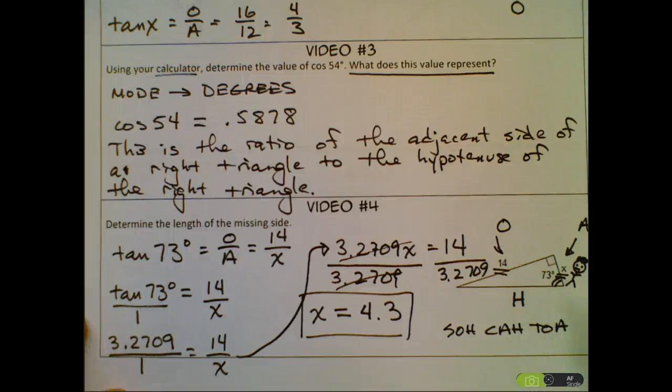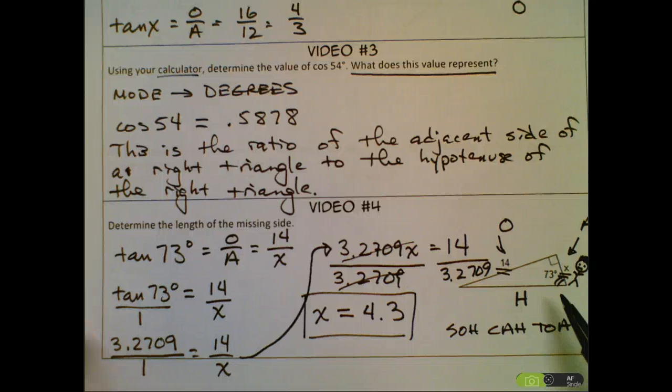Now we could use trig ratios again to find the hypotenuse as well, as long as we have one side of the triangle and one of the acute angles of the triangle, we can find any of the missing parts. So that's a little preview of things to come.